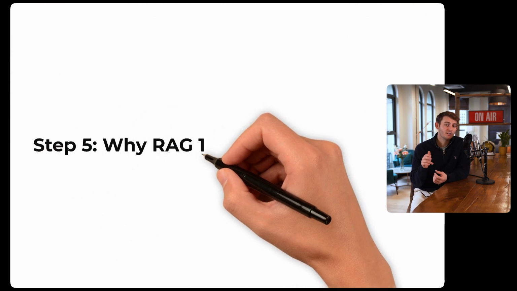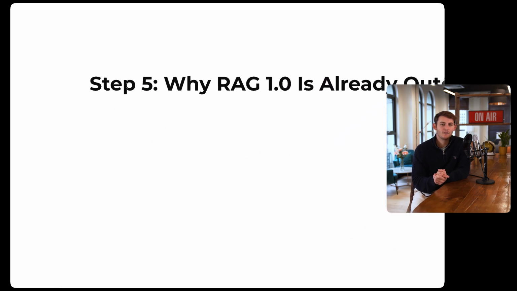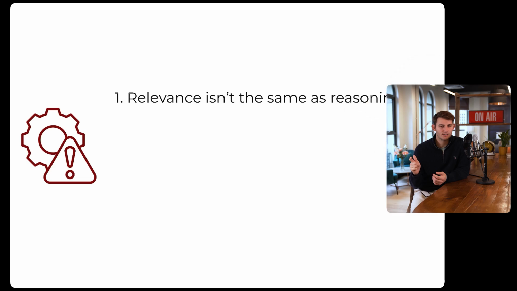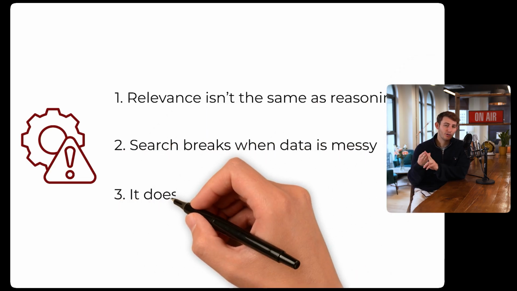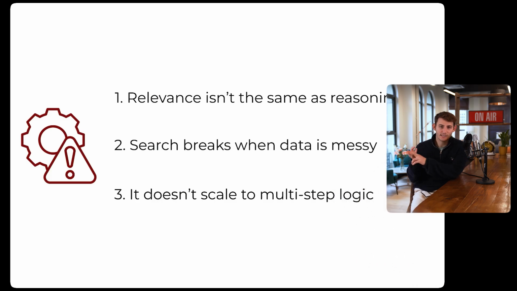Basic RAG, the version most companies rush to implement, has 3 major flaws. 1, relevance isn't the same as reasoning. 2, search breaks when data is messy. And 3, it doesn't scale to multi-step logic.